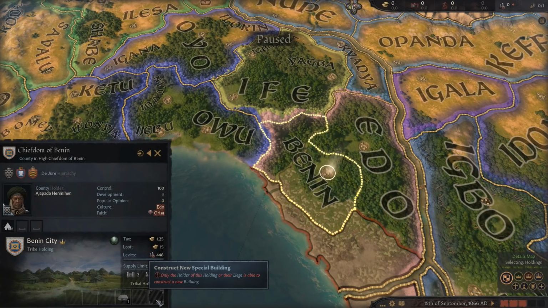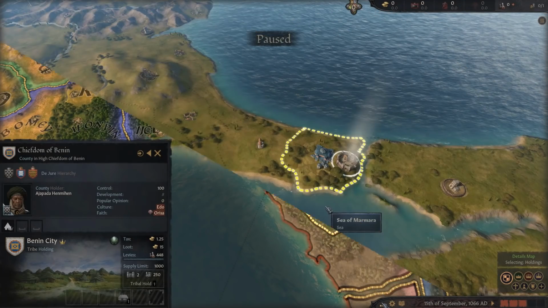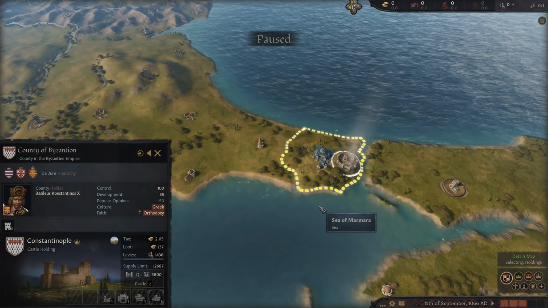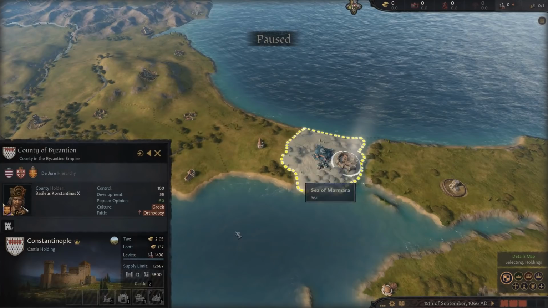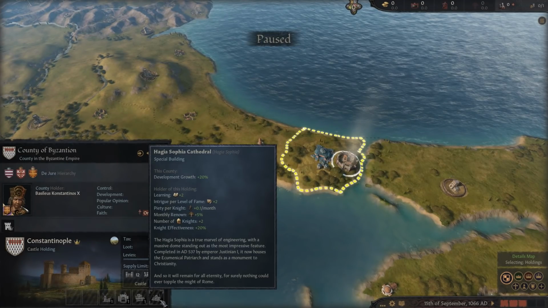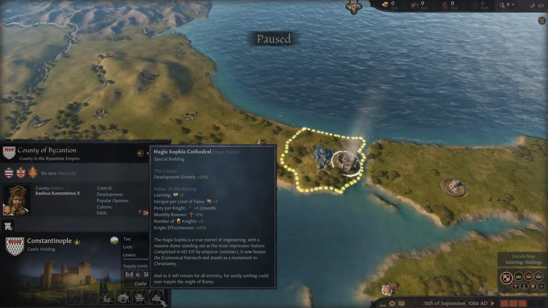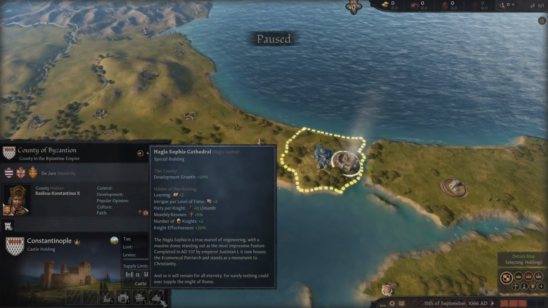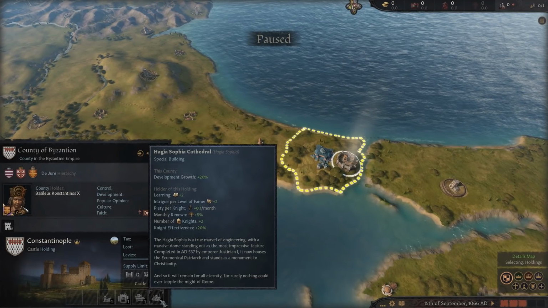Now we're going to go to some very unique historical buildings. Well, we're back in Constantinople, and now we're going to talk about this building you see right here, and that is the Hagia Sophia Cathedral. Now, there are 2 convertible historical buildings. This is one of them, and the next one we'll talk about now.